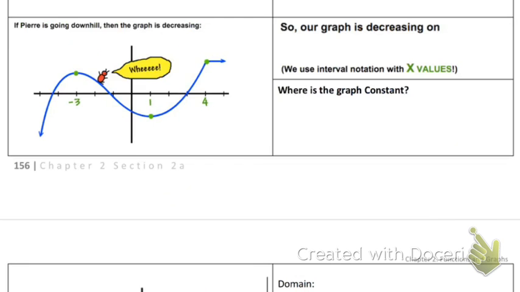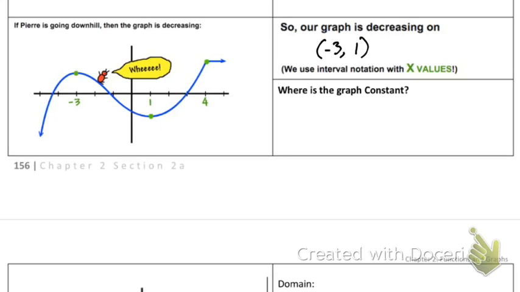All right, the next thing is Pierre sliding. If Pierre is ever sliding down the graph, it means that it is decreasing. Once again, Pierre must go from left to right, so the only time he'd be sliding is left to right. He starts going downhill at x equals negative 3, and he stops going downhill at x equals 1. So that interval will be negative 3 to 1.